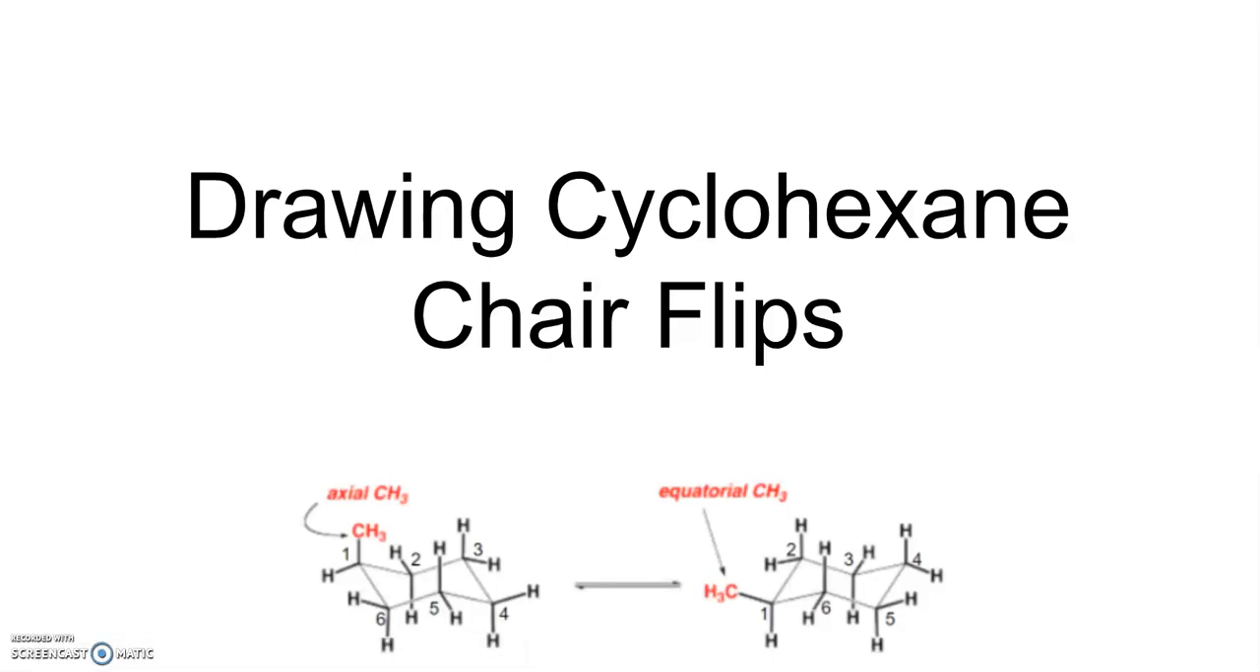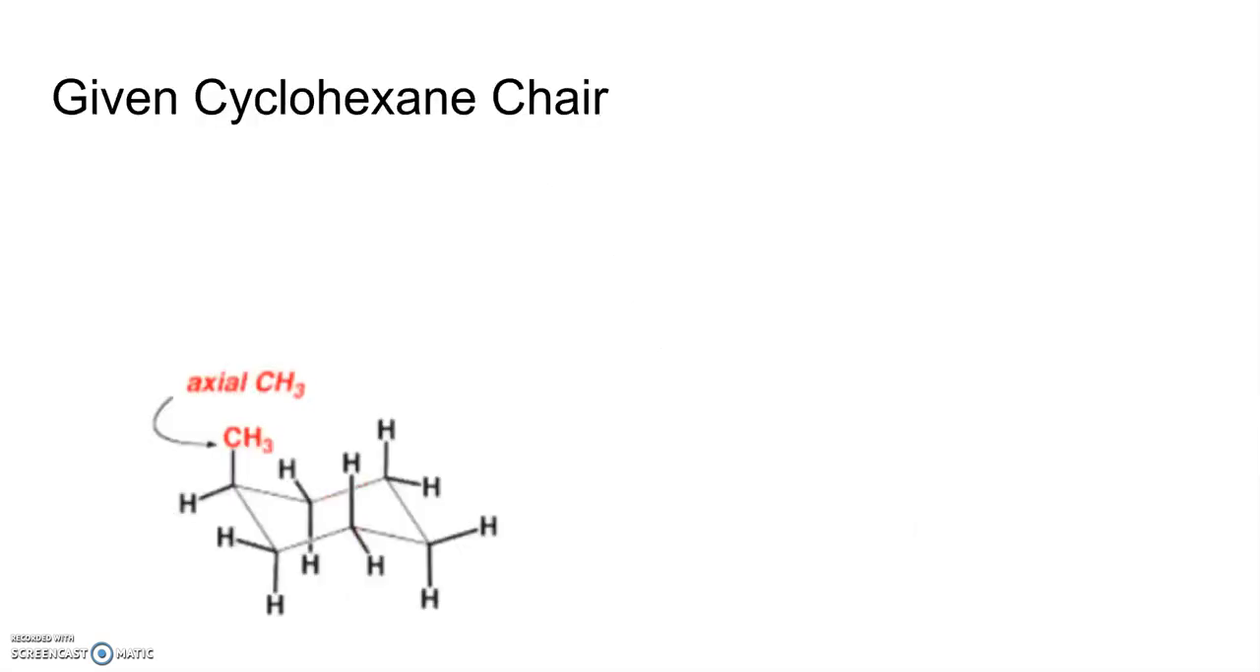Hello. Today we are going to talk about how to draw cyclohexane ring flips. Let's say we are given a left-leaning chair with a methyl group in the axial up position and want to draw its right-leaning conformation. First, we should label all the carbons in the ring.